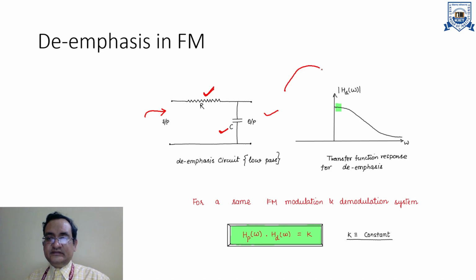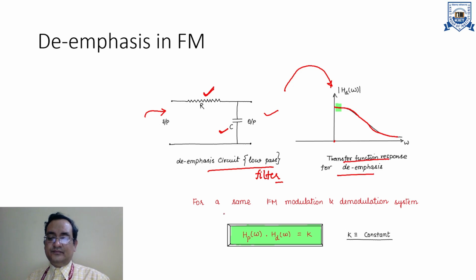You can clearly see that this is the magnitude response of the de-emphasis circuit, which is a low pass filter. This just reverses what we have done at the transmitting end. It increases the power of the lower frequency content in comparison to the higher frequency content. So this is the transfer function of the de-emphasis.